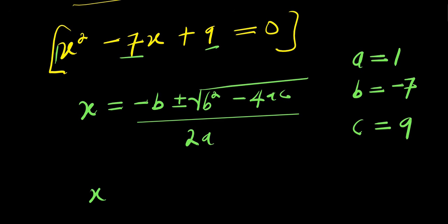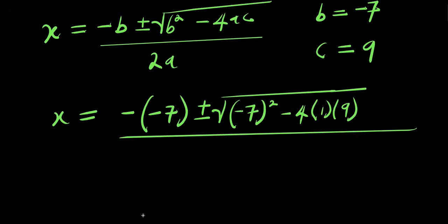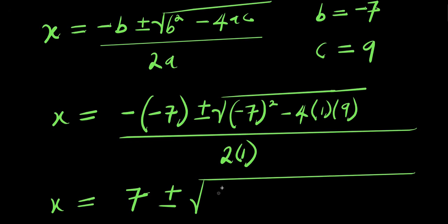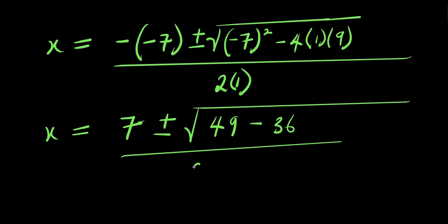So from here, x equals negative b, that is negative times negative 7, plus or minus square root of b squared, negative 7 to the power 2, minus 4 times a times c, that is 9, divided by 2 times a. From here we have x equals 7 plus or minus square root of 49 minus 36, divided by 2.